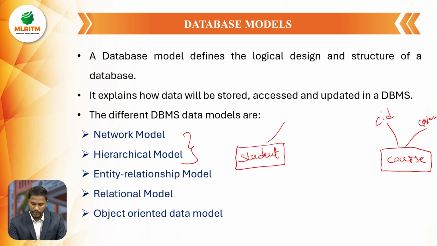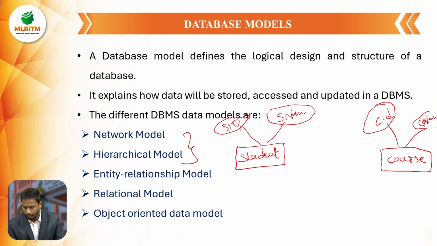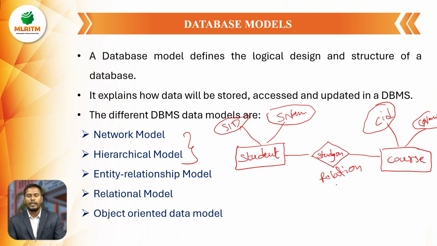Again, here it is also having some student ID, student name. These are attributes. For this there is a relationship called the entity relationship model. What is this relationship? This is called a relationship. Here, what is the relation? Student studies is called a relationship. This is the relationship in the entity relationship model.